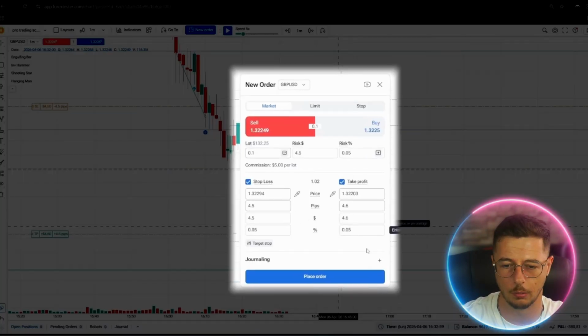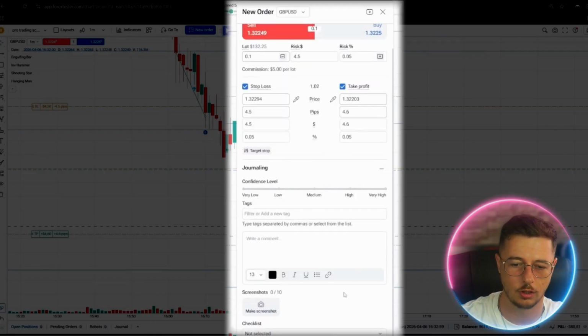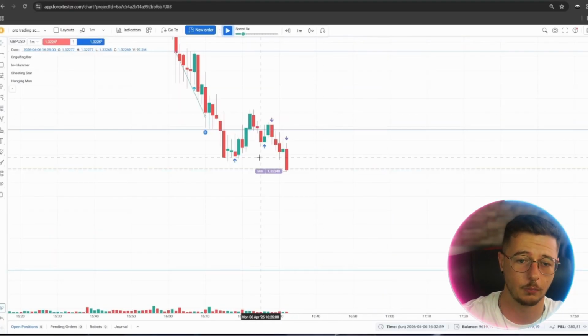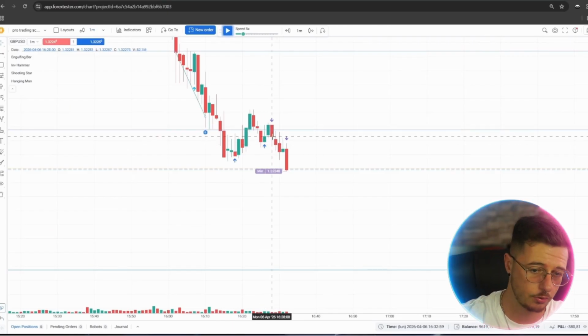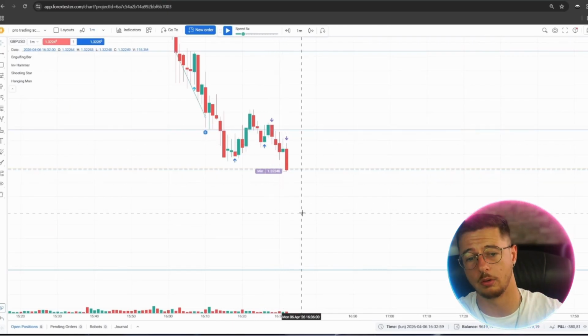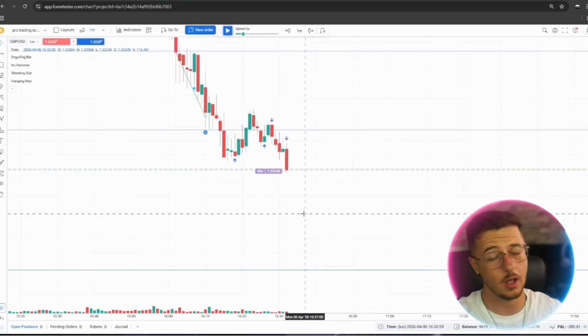Basically, we can do this with the journaling. Take a screenshot, add the notes that we need to add. This happened here. It first pushed in, it came back down. Then when it tried to push again, I got this confirmation, and the trade went to take profit. We've got to see how many times this happens, and then we can actually see if this setup is a valid setup.